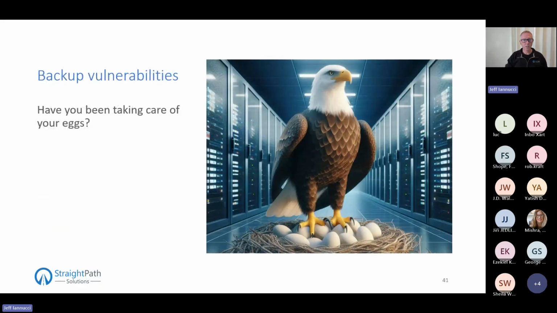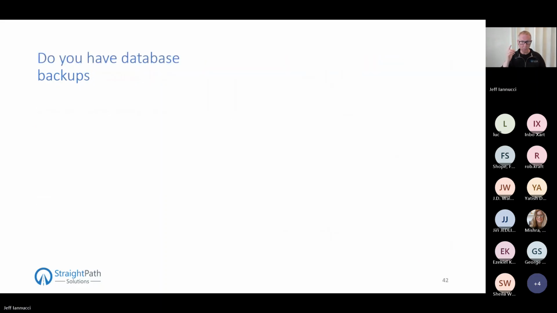All right, let's move on to backup vulnerabilities. Why do we care about backups? Because if we have encryption, we have to rebuild everything. Well, we've got to start with backups. So here's the question: do you have backups?